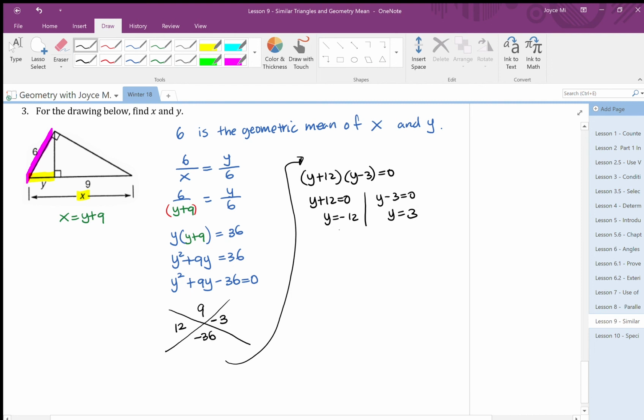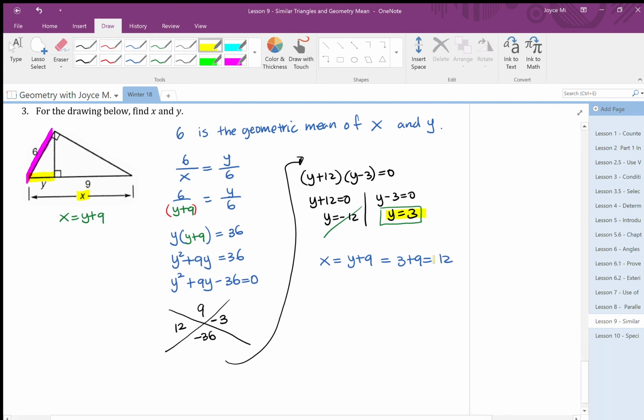Notice that I have a negative length here. y is referring to the length of a side of the triangle, so it cannot be negative. So this one's gone, and my y has to be equal to 3, a positive length. Now I'm going to use y to solve for x. Here we said x is equal to y plus 9. So y is 3, and 3 plus 9 gives me 12. So I have my answers: y equal to 3 and x equal to 12.